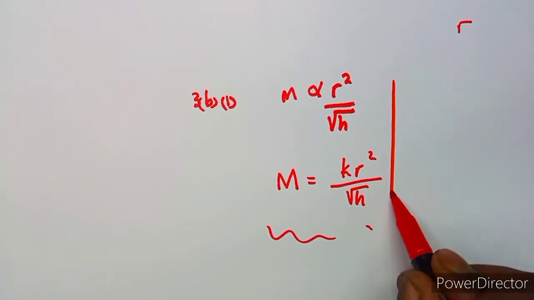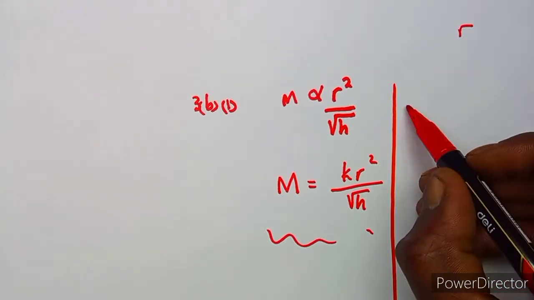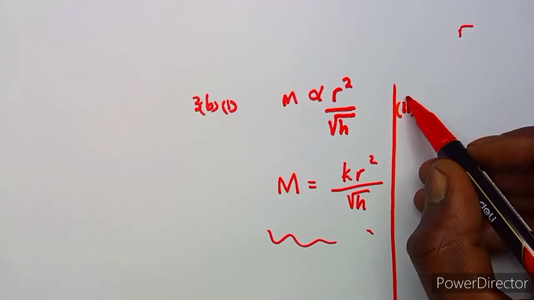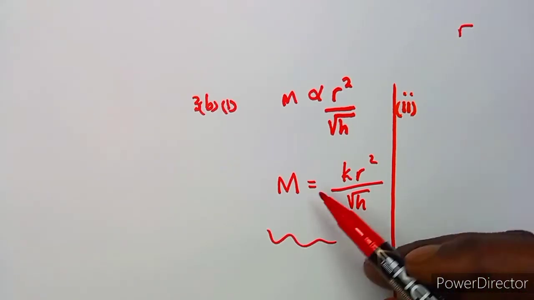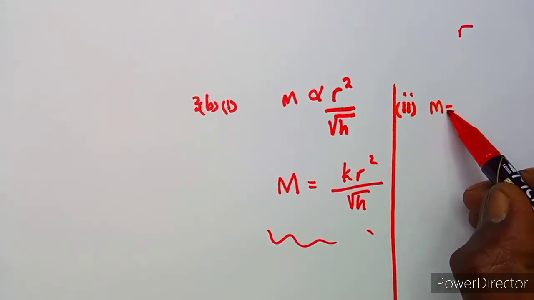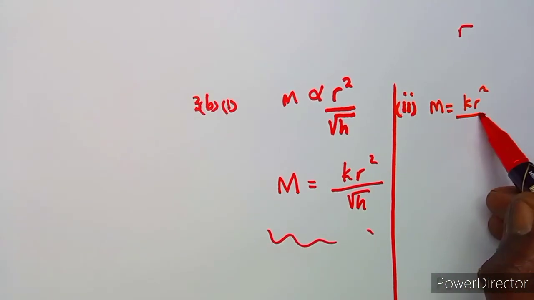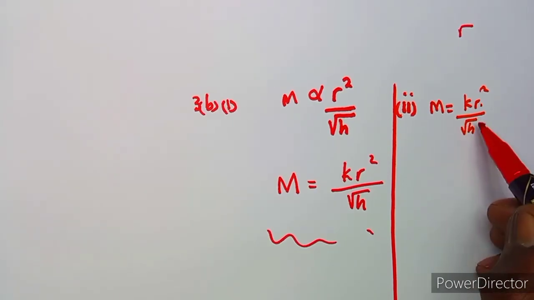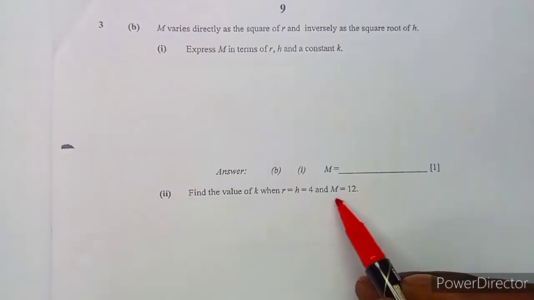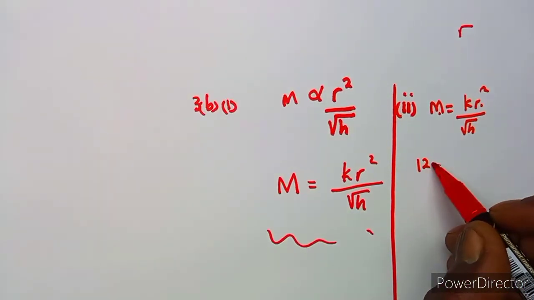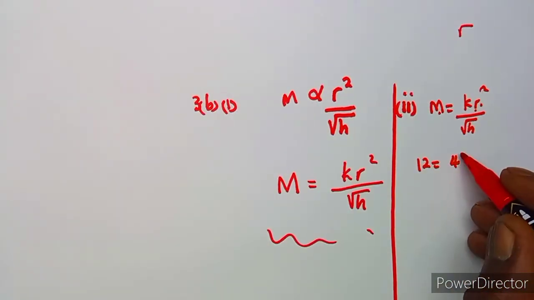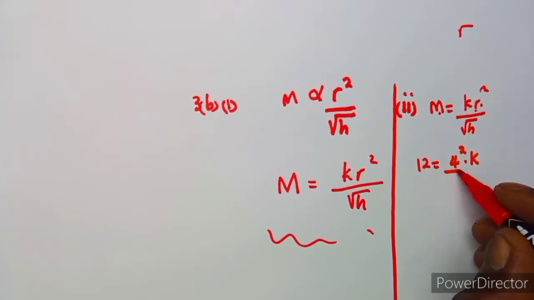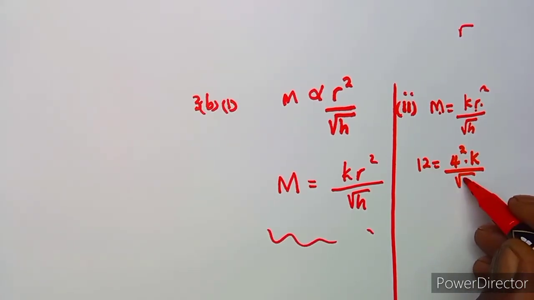So you can even put it aside so that we do not lose track here. It's just going to be a continuation from this part. Since we are given that m is equal to k r squared over the square root of h, I'm just going to substitute the values. We have the value of m here, which is 12. So 12 is equivalent to r squared, where r is equal to h is equal to 4. So it's going to be 4 squared times k, everything over the square root of h, which is the square root of 4.